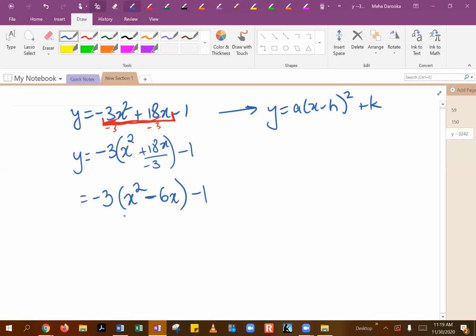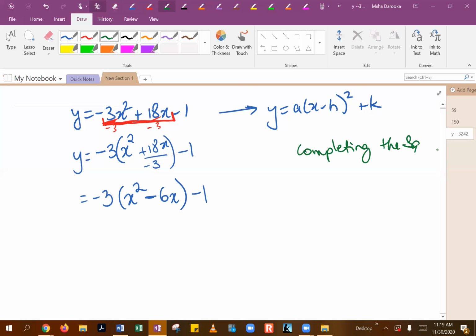Because remember, guys, for completing the square, your leading term, the x squared term, can only have a coefficient of +1. So we have to get rid of that -3. Now, once you get the x squared minus 6x inside the parentheses, then you can use completing the square on that.